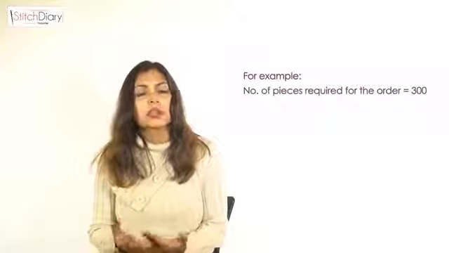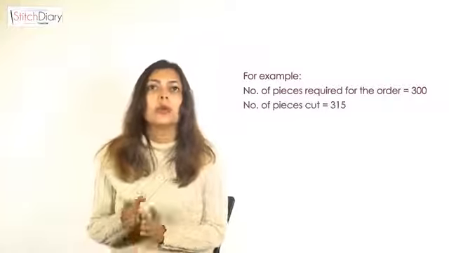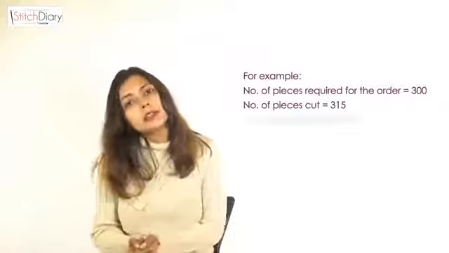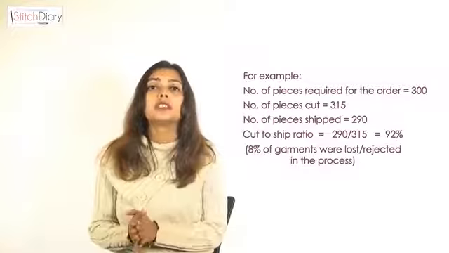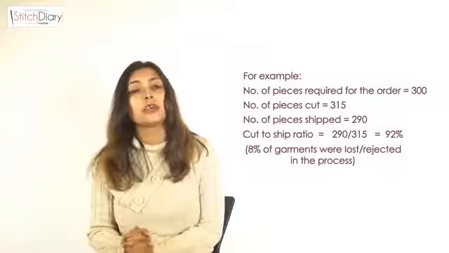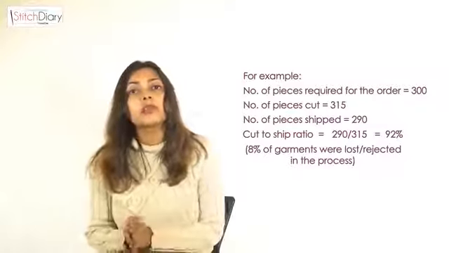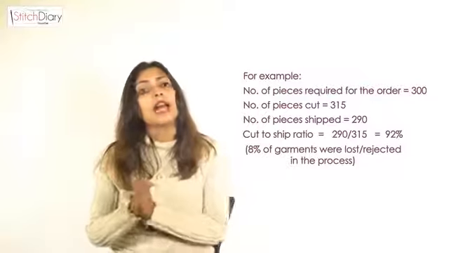Let's say for an order, 300 pieces were required, out of which 315 pieces were cut and we finally shipped 290 pieces. So, the cut to ship ratio for this particular case is 290 divided by 315, which is 92%, which means 8% of garments were actually wasted between the cutting room and shipment. It's a simple metric and helps in understanding the performance of the factory on a broader scale.